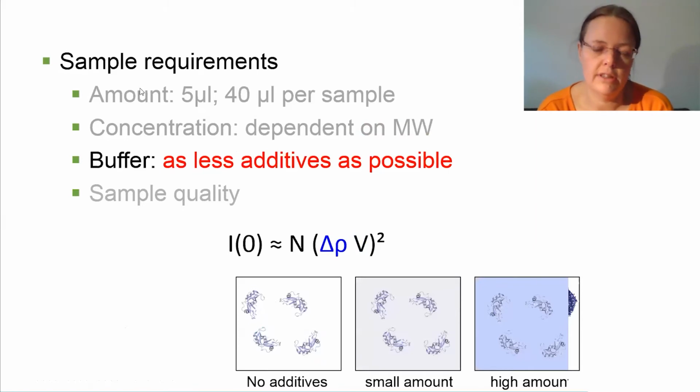So the next question is, in what kind of buffer can we measure? The theorists would say the ideal buffer would be water, just to keep the background as simple as possible, to make sure that your contrast, which is a very important part of the equation for the scattering, between protein and surrounding solution is as high as possible. And the more things that you add to your buffer, the higher the background gets and the less the contrast between protein and background. So try to keep the amount of additives as low as possible.